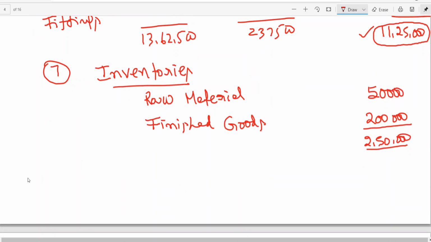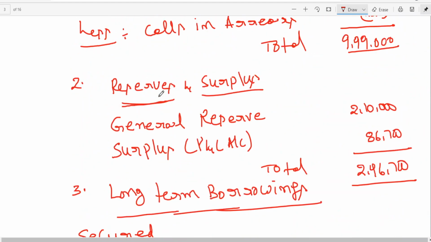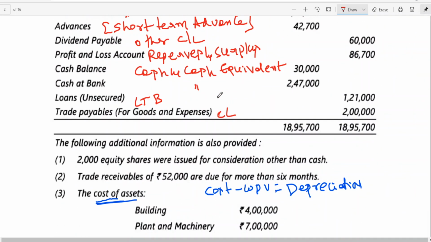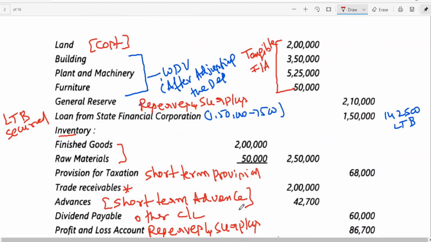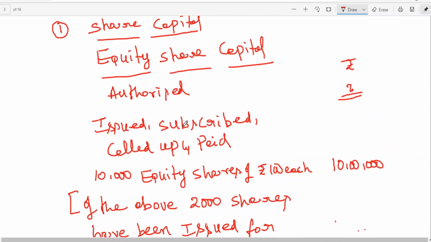Then next, I told you, you should go for trade receivable. Trade receivable is nothing but debtors. In the problem we have seen trade receivable given 2 lakhs, but we are having an adjustment. What is that? Trade receivable of 50,000 are due for more than 6 months. That disclosure we should give.